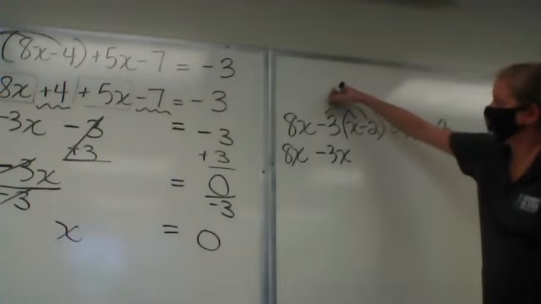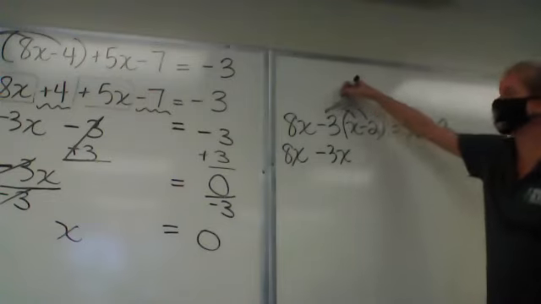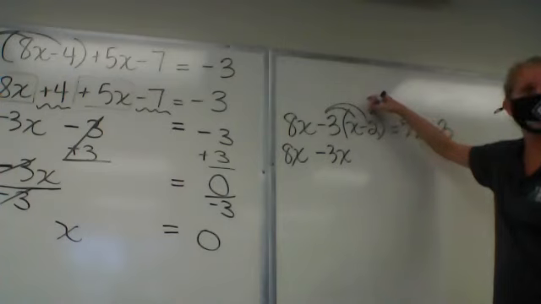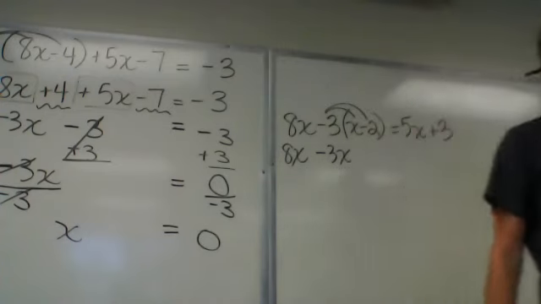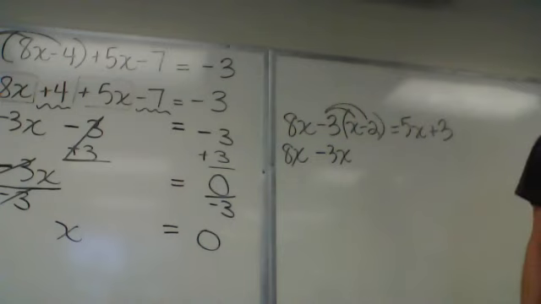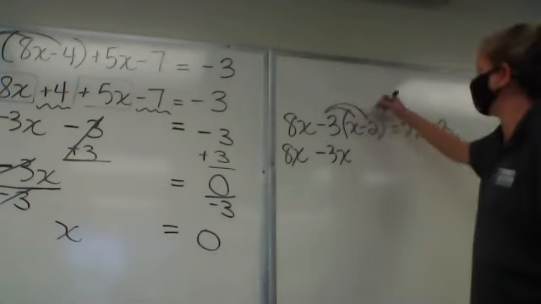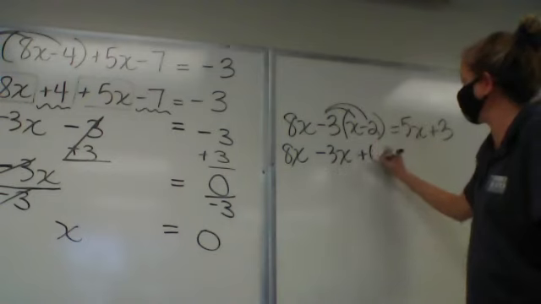Then what do I have? Negative 3 times negative 2. What do you get when you multiply two negatives together? A positive, right? Again, if multiplying and dividing and adding and subtracting with positives and negatives is not your thing, punch it in. Negative 3 times negative 2 is positive 6.